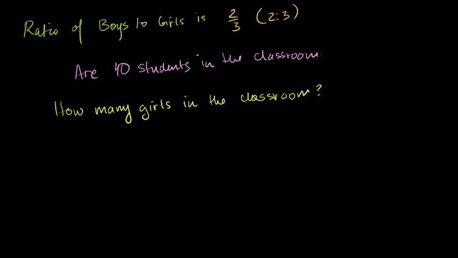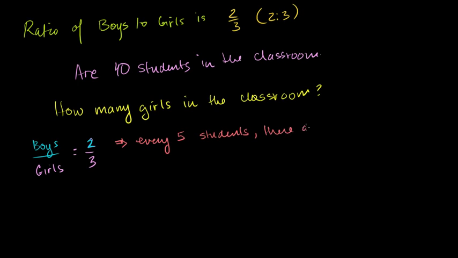The ratio of boys to girls, maybe I'll be stereotypical with the colors, is equal to 2 to 3. Hate to be so stereotypical, but it doesn't hurt. The ratio of boys to girls is 2 to 3. So this says for every 3 girls, there are 2 boys. For every 2 boys, there are 3 girls. But what does it also say? It also says for every 5 students, there are 2 boys and 3 girls.